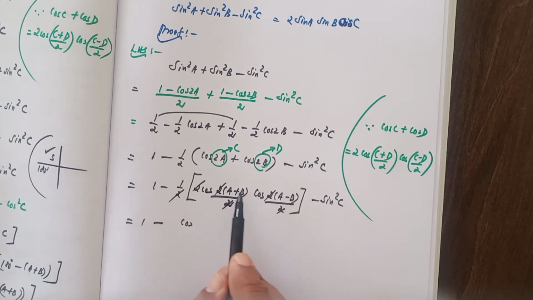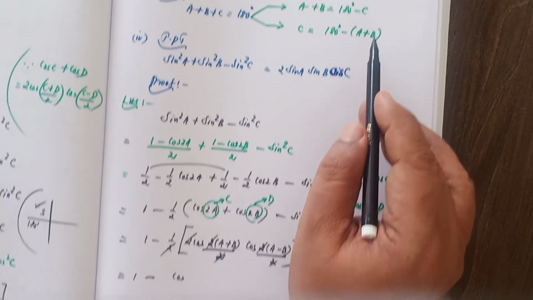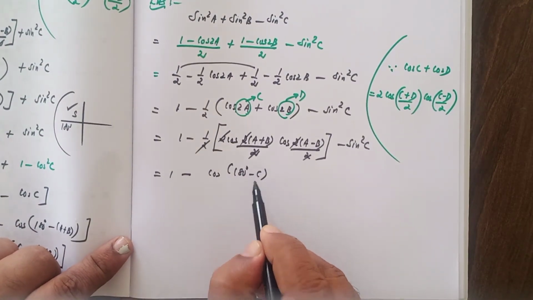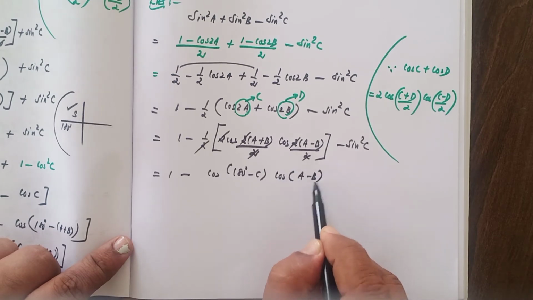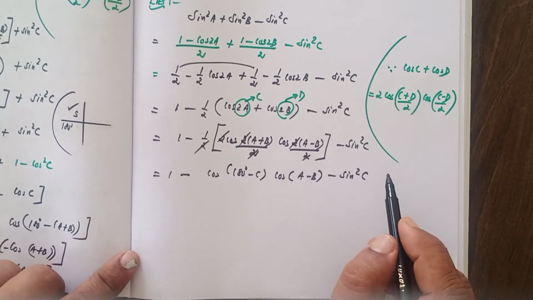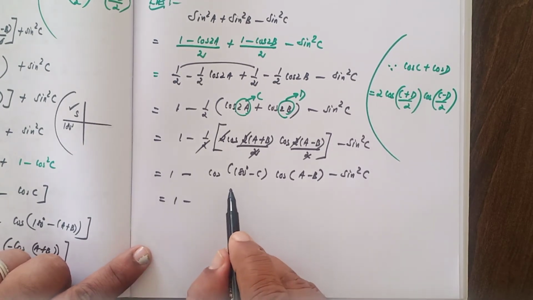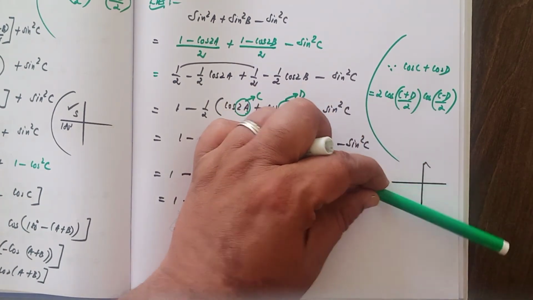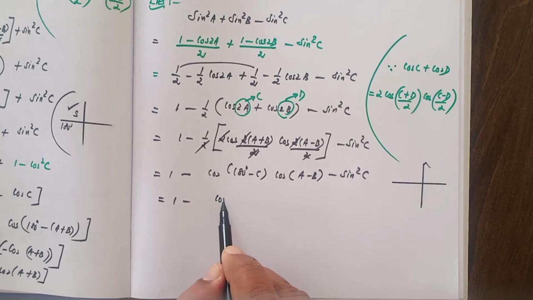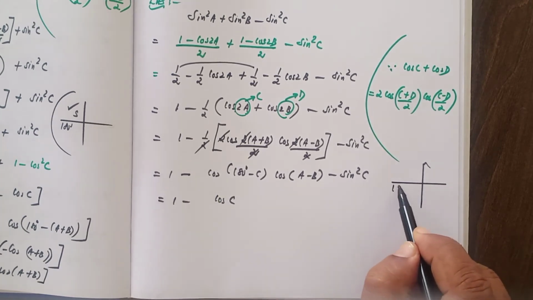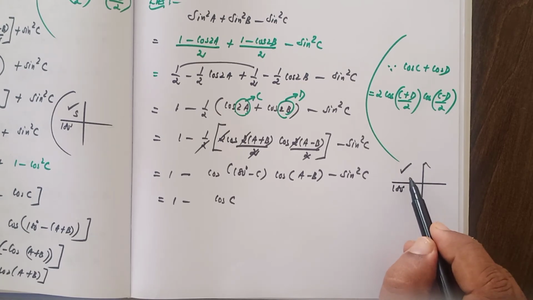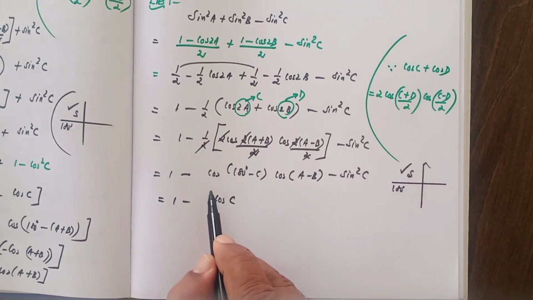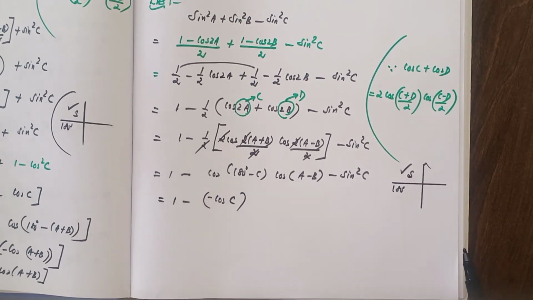Cos of this A plus B can be replaced by 180 degrees minus C, that is A plus B. So here cos of (180 degrees minus C), and the rest as it is, cos of (A minus B), minus sin squared C. That is equal to 1 minus, now we can go for the ASTC concept. For 180 degrees, cos becomes cos, angle is C. 180 minus lies in which quadrant? It lies in the second quadrant, where sin and cosecant only are positive. What is here? Cos, therefore it is negative. Already we have 1 minus.